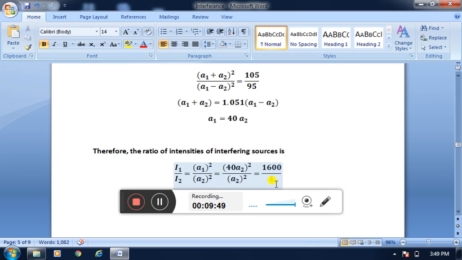Dear student, today we discussed problems related to interference. Next day we will discuss problems related to diffraction.